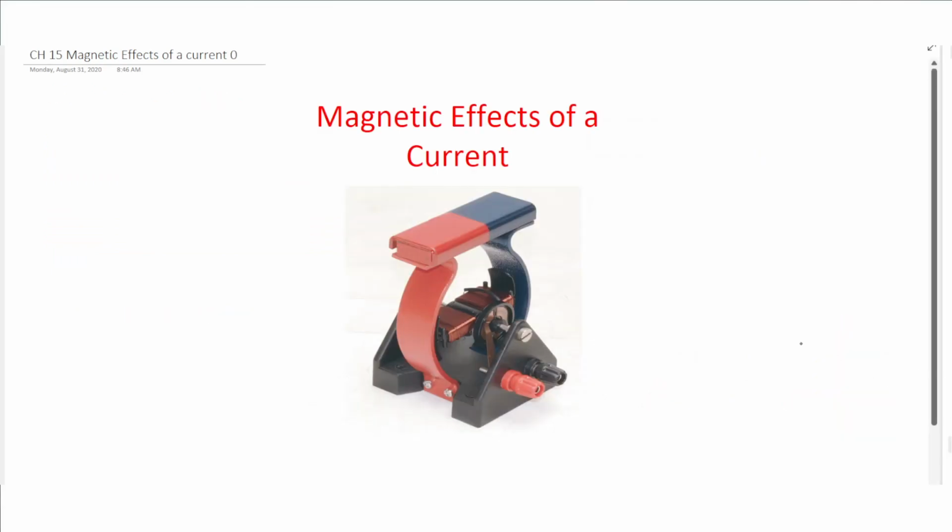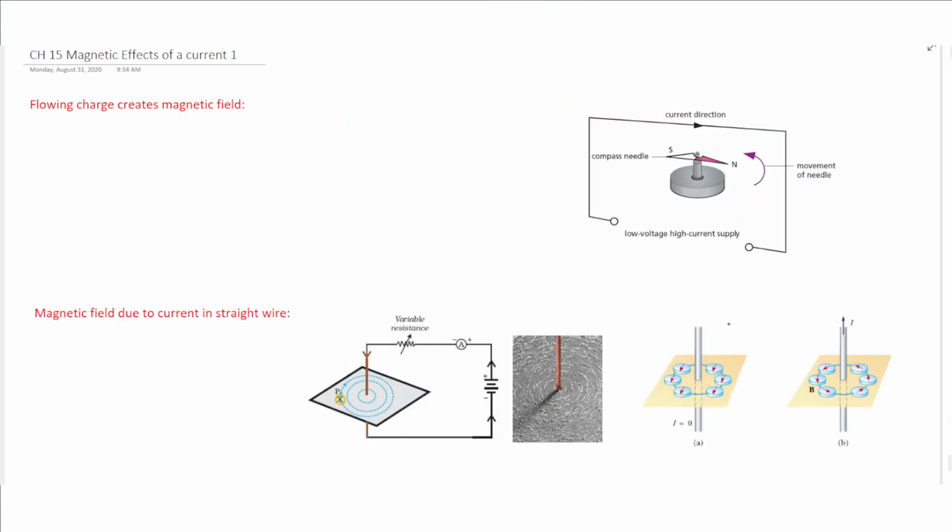Next chapter is about the magnetic effects of a current. If you place a compass right next to a wire and then switch on the current, you will find that the compass changes direction. To explain this, you would say that the current creates a magnetic field around the wire. This magnetic field is in concentric circles if you use a straight wire, or it is more like the magnetic field of a bar magnet if you use a coil or a solenoid.